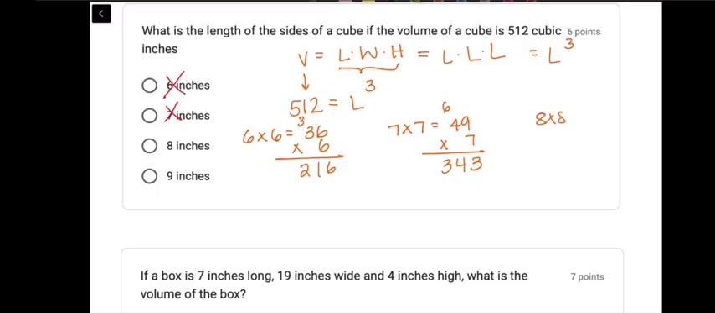Now let's check 8. 8 times 8 is 64, and we're going to multiply that times 8. So that's going to give us 32, carry the 3. 6 times 8 is 48, plus 3 is 51. And there we go. We found the value we're looking for, which is 512. 512 is the same thing as 8 times 8 times 8. So the answer would be C.